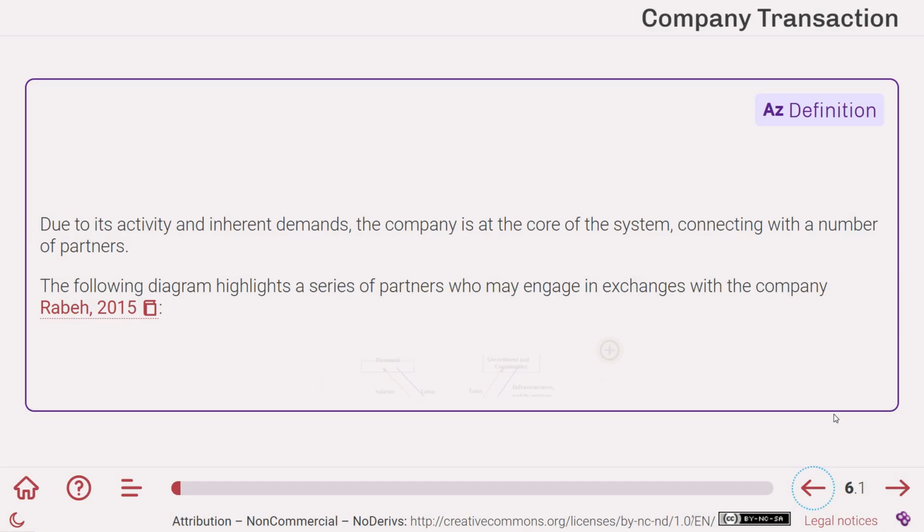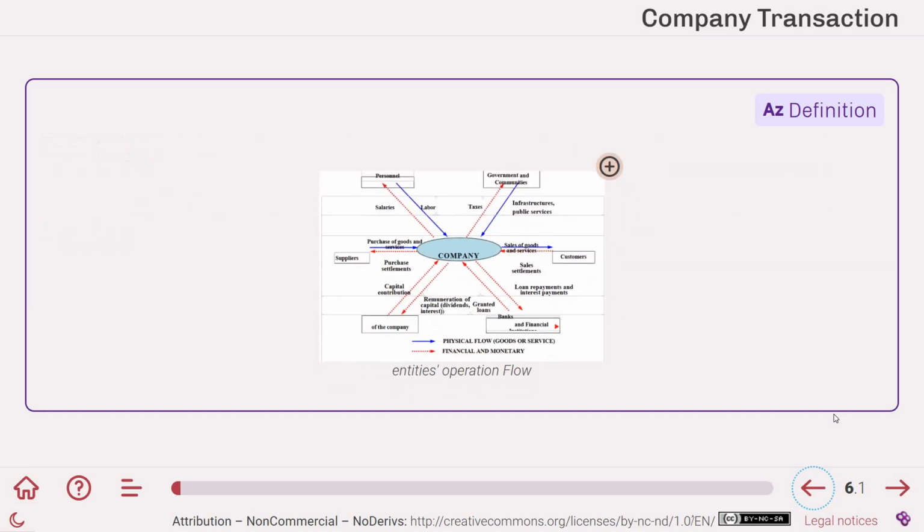So let's go to discover the company transaction definition. Due to the company's or economic entity's activities and inherent demands, the company is at the core of the system, connecting with a number of partners. The following diagram highlights a series of partners who may engage in exchange with the company.